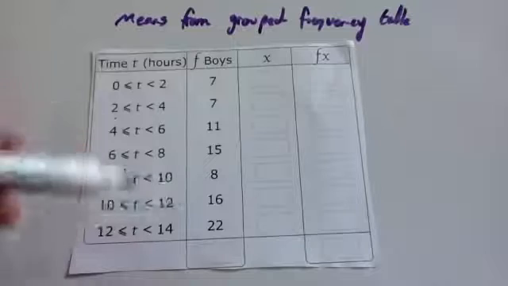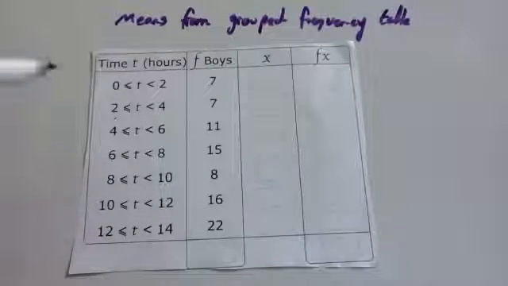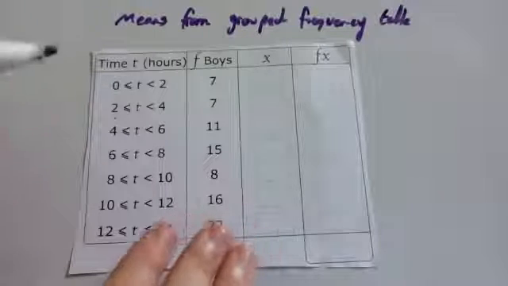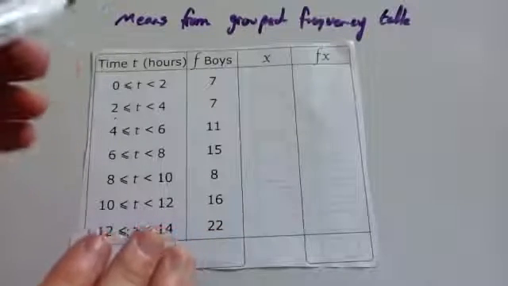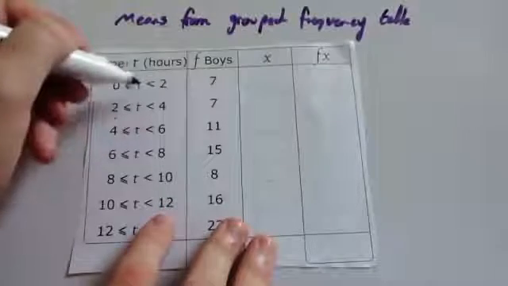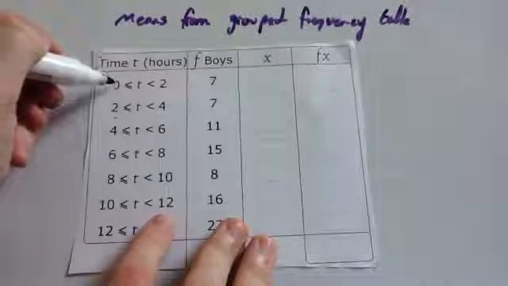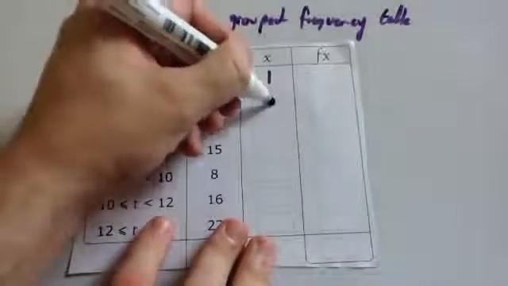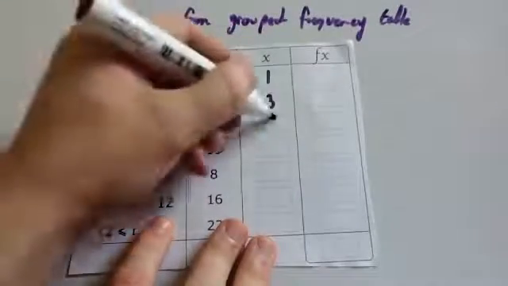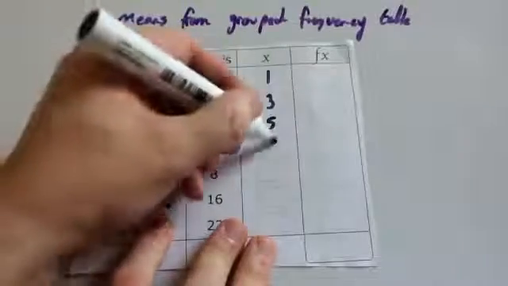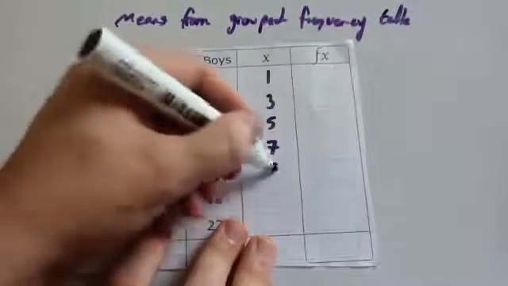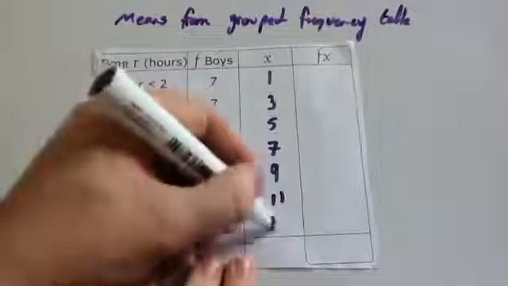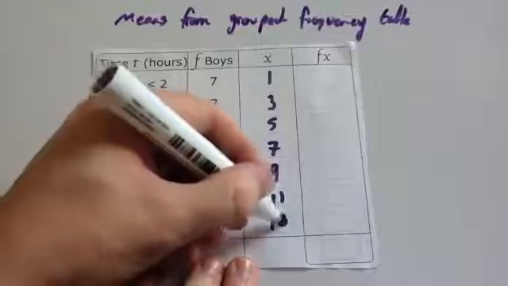Because it's grouped data, it's a bit more tricky than that. You can't just do 7 times this inequality. So this is actually an estimate. It's an estimate of the mean. So what we're going to do is 7 times the midpoint. Well, the midpoint of 0 to 2 is 1. The midpoint of 2 to 4 is 3. The midpoint of 4 to 6 is 5. 6 to 8 is 7, 8 to 10 is 9, 10 to 12 is 11, and 12 to 14 is 13. So we've worked out all our midpoints.